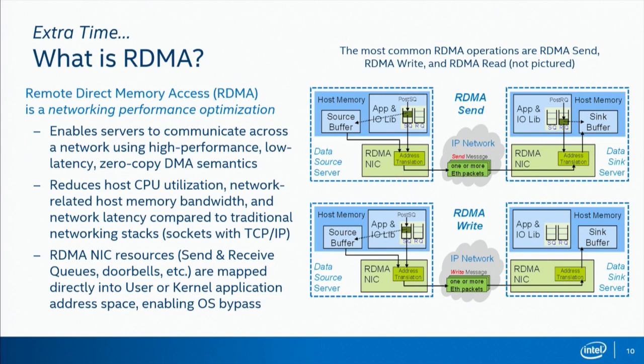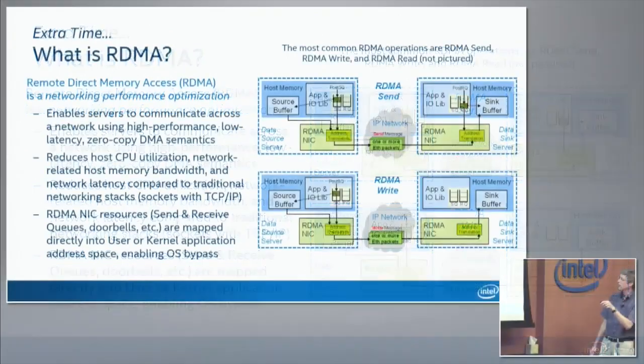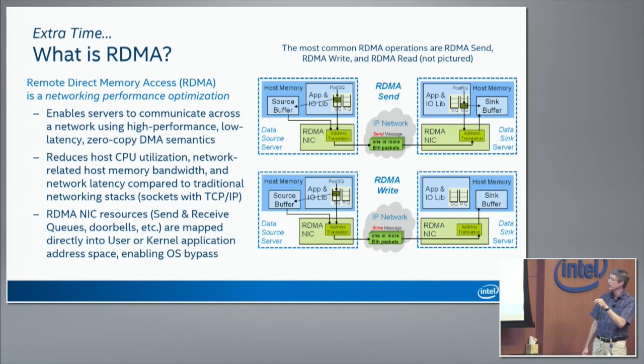RDMA NIC resources like send queues, receive queues, and doorbells are mapped directly into the application space so that the application can generate network traffic without calling into the OS. This is called OS bypass. I'm only showing two operations. The most common RDMA operations are send, write, and read, and I've left read off so you can see my pictures. But send is where you want to convey a command or a message of some type from one server across, in this case, an IP network to another server.